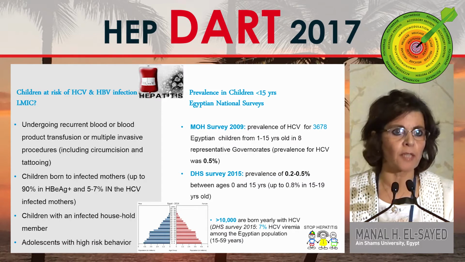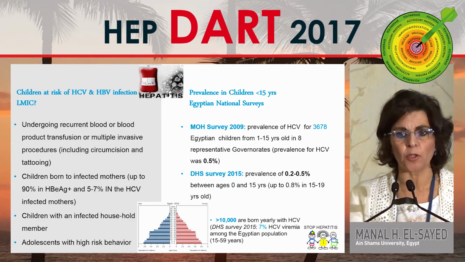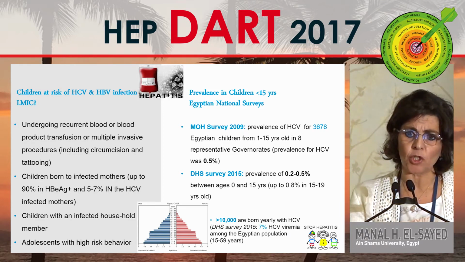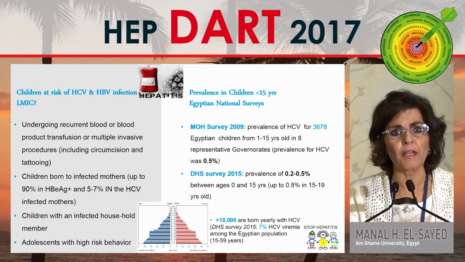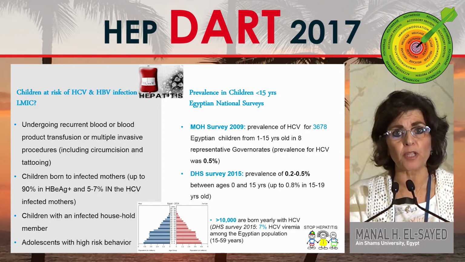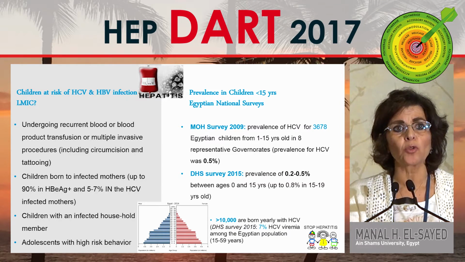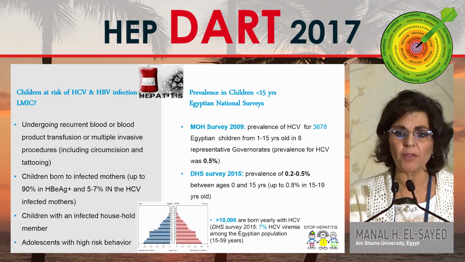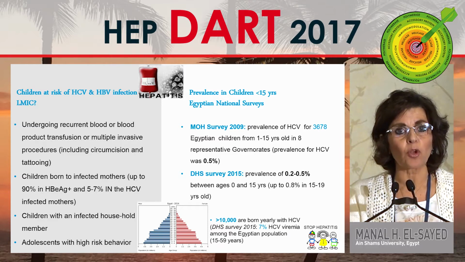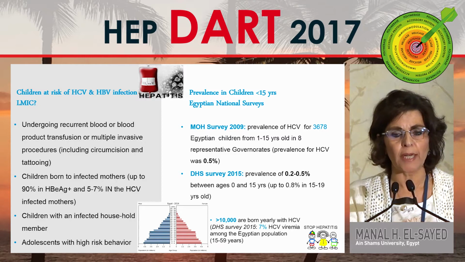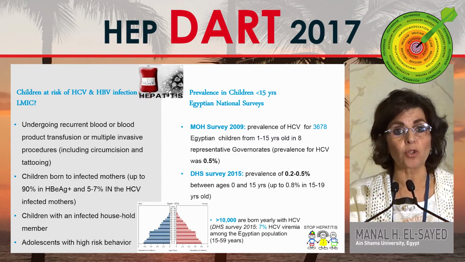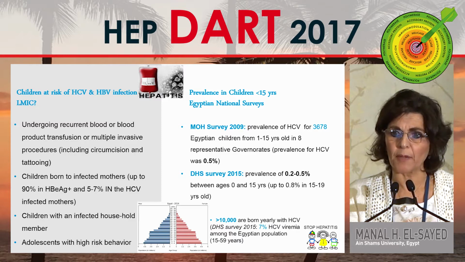Children in low middle income countries who undergo recurrent blood transfusions, who are exposed to multiple invasive procedures, including circumcision and tattooing. Children born to HCV-infected mothers have a risk of 5 to 7% of transmission, but those born to E-antigen positive Hep B mothers have a risk of up to 90% of transmission according to level of viremia. Children with an infected household member are exposed as well, particularly in low middle income countries, sharing personal care items, and we should not forget adolescents with high risk behavior.